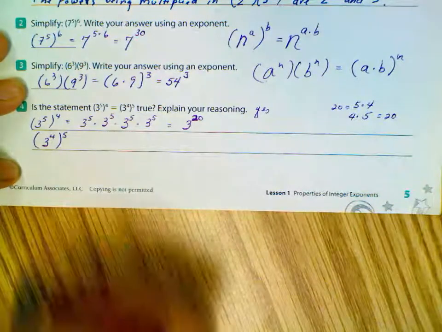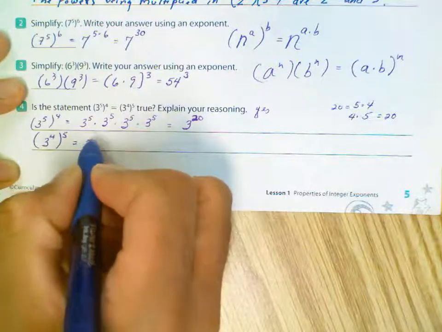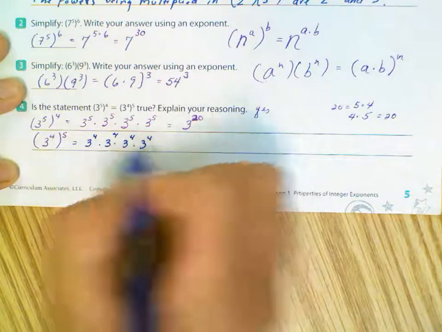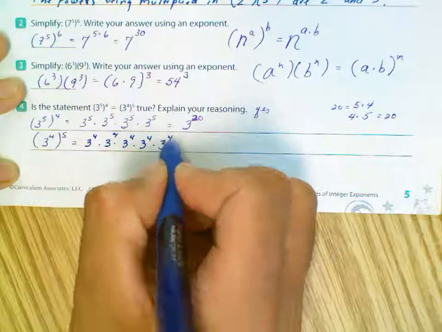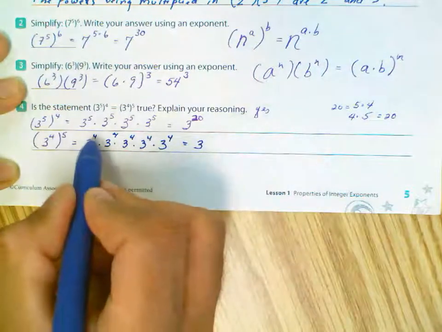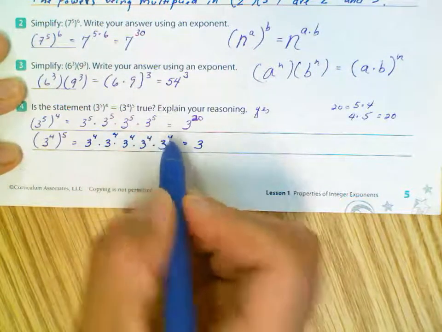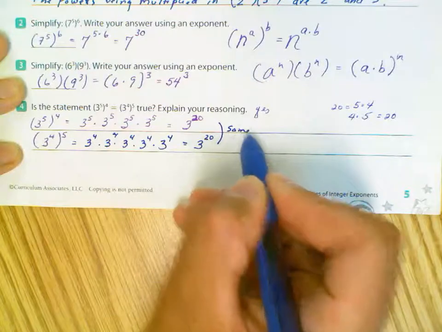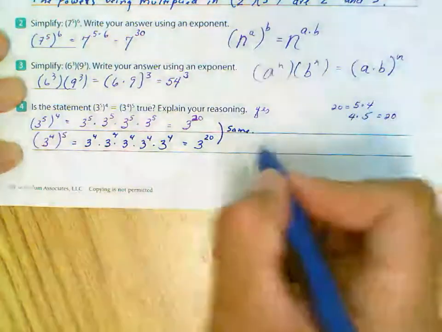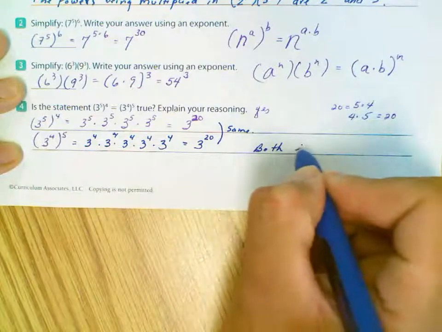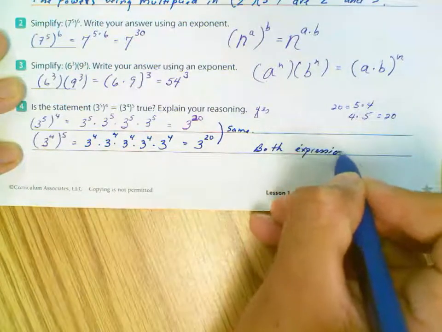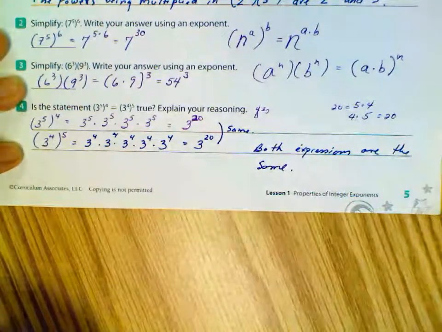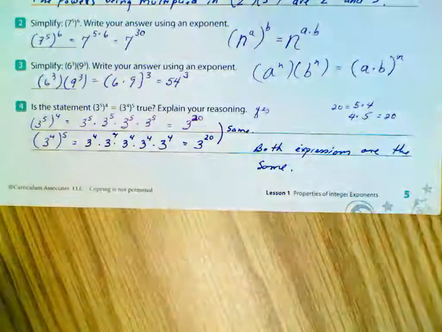So this equals 3 to the 4 times 3 to the 4 times 3 to the 4 times 3 to the 4, times 3 to the 4, that is 5 of them. 4 plus 4 plus 4 plus 4 plus 4 equals 20, which is the same solution. So in this case, both expressions are the same. They give you the same answer, so you can write those steps as an explanation.